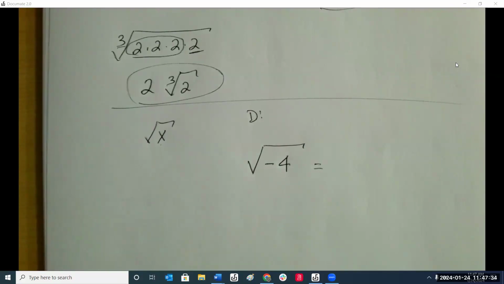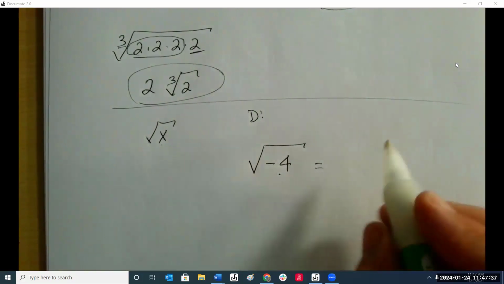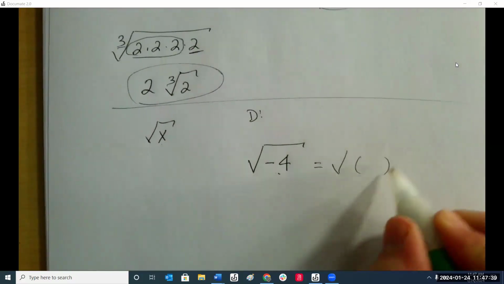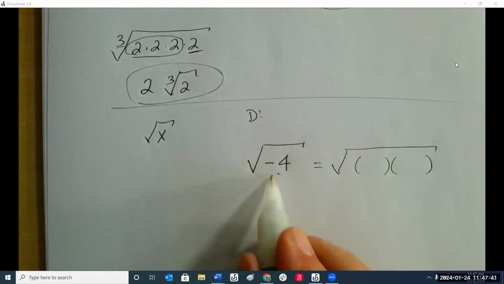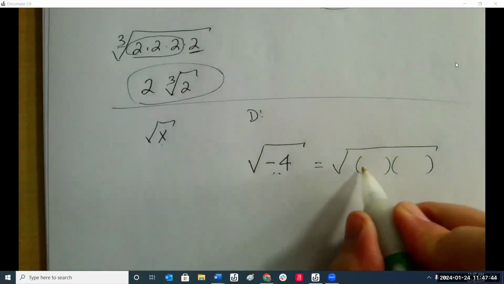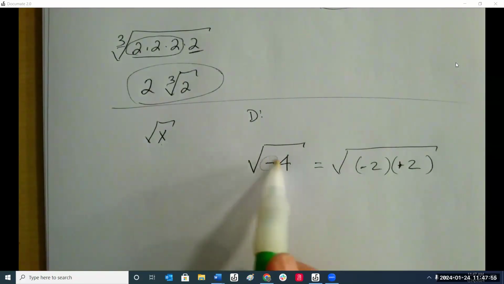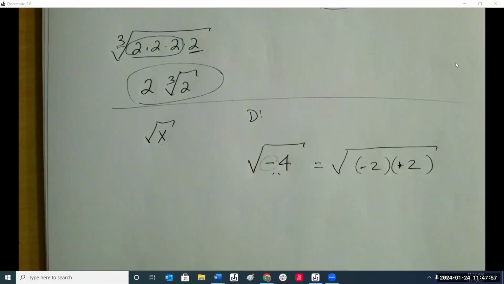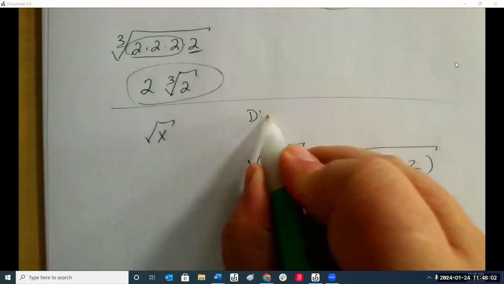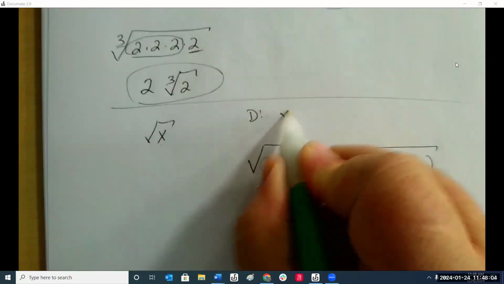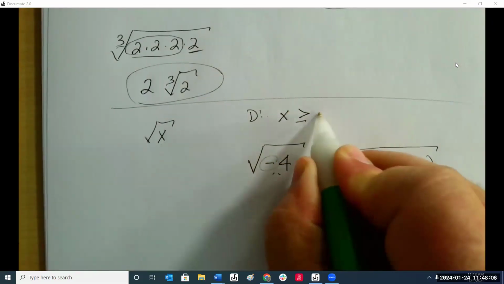Exactly. Two identical numbers cannot multiply to give you a -4. If you put -2 and -2 in there, that equals what? +4. You can't have one of them negative because they're no longer identical. So that's the reason we cannot have negatives inside our square roots. So the domain is x can only be greater than or equal to 0.